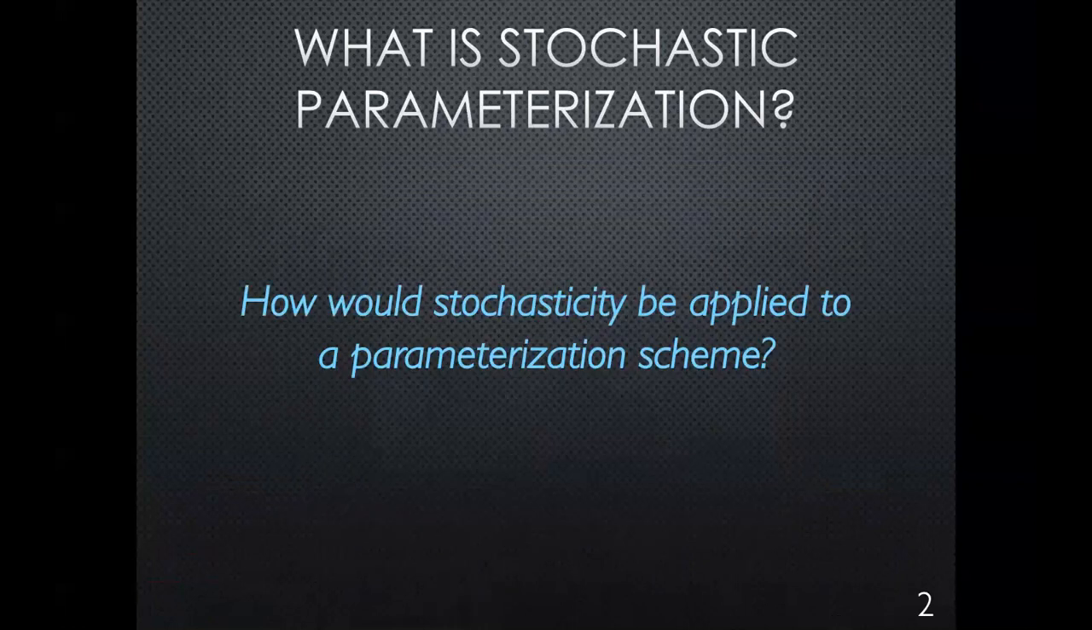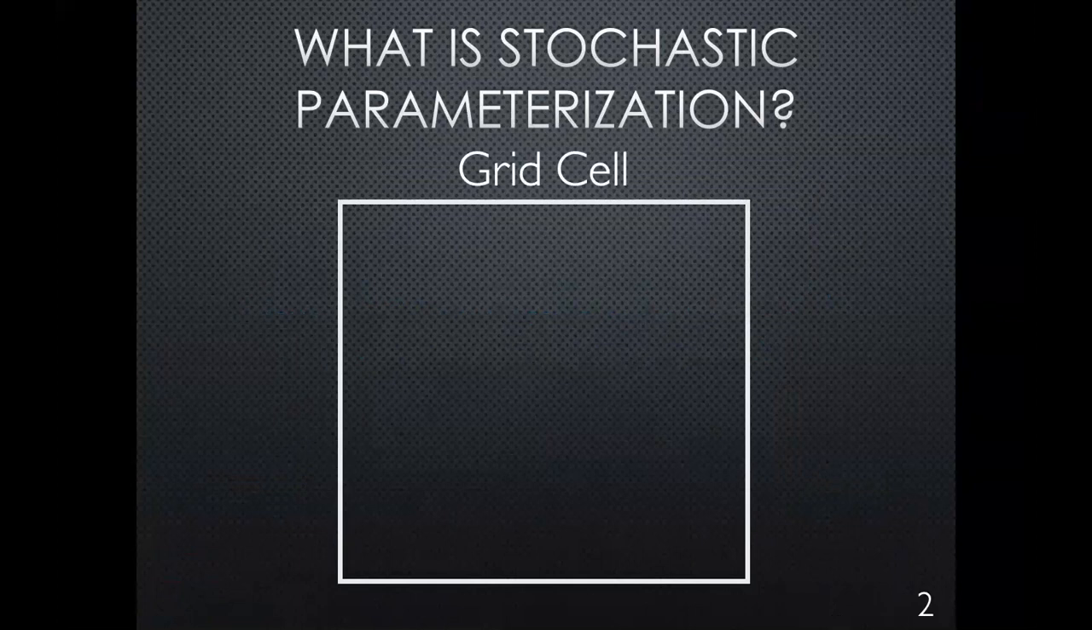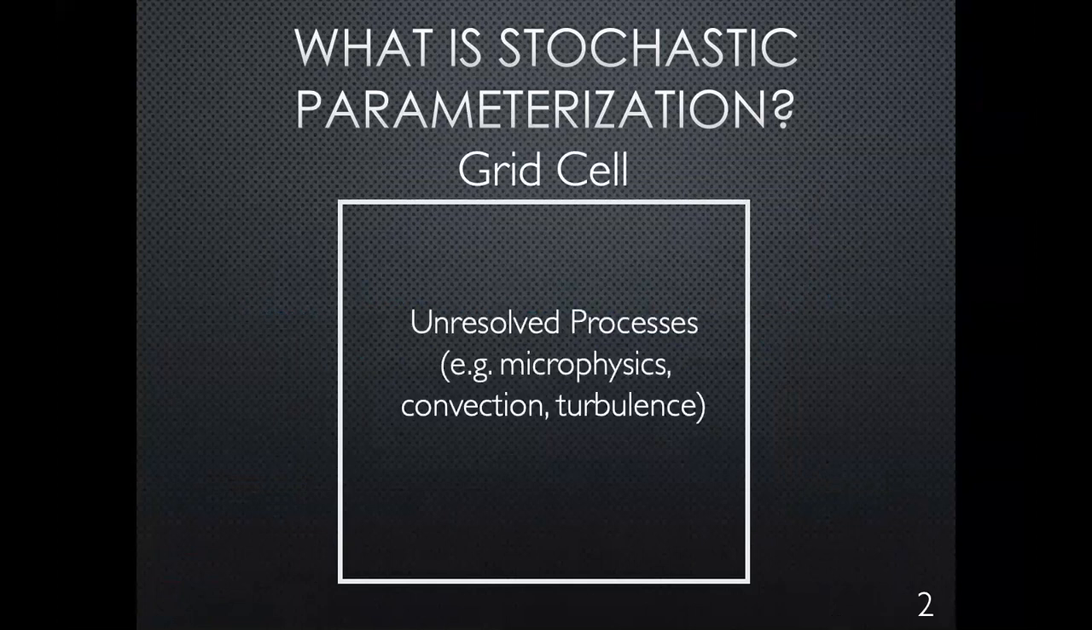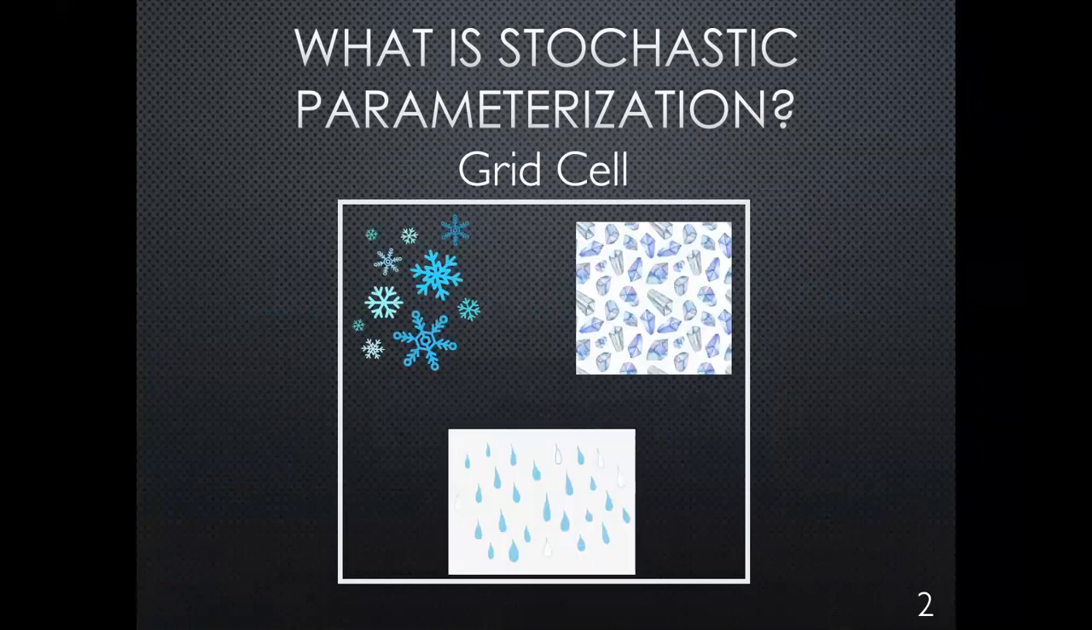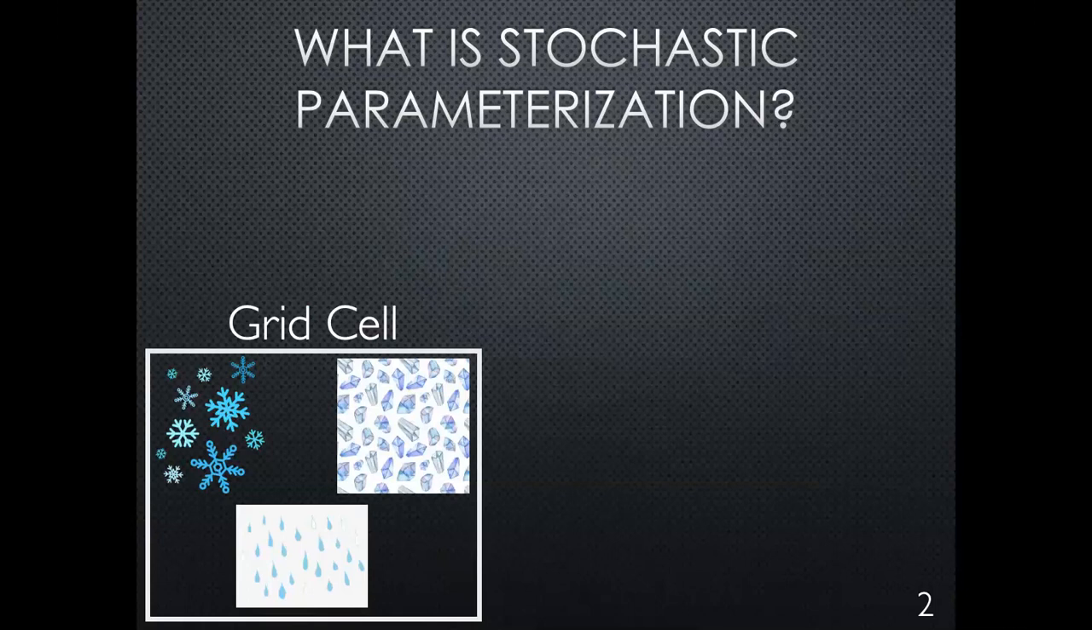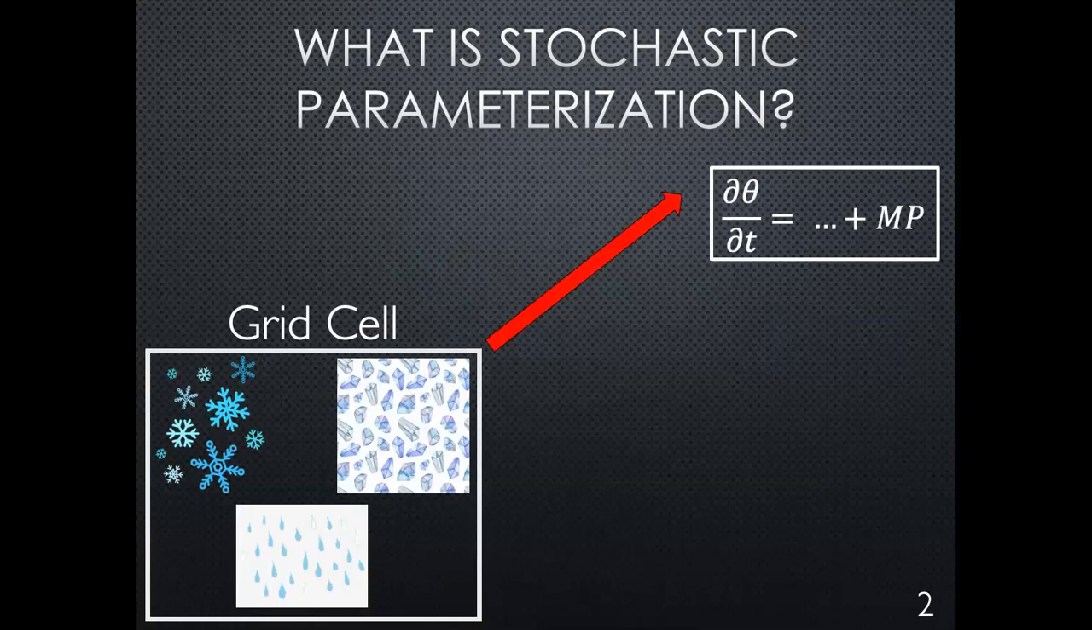But how would it be applied to a parameterization scheme? I know most of us at GISS are modelers, but for good measure, let's consider a very simple conceptual model where we have a grid cell and unresolved processes such as microphysics, turbulence, or, at coarser grid spacings, convection, even though I'm going to be talking about convection allowing models here. These processes have to be parameterized to some extent. So let's take microphysics as an example. The microphysics at a specific grid cell is going to interact with the model's dynamical core via a heating tendency through microphysical phase changes.